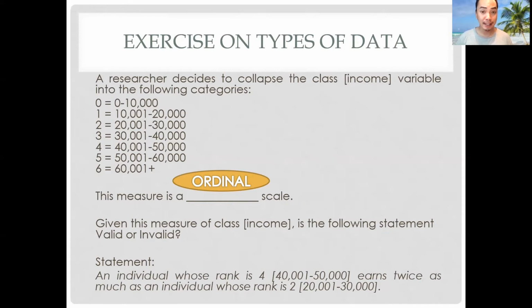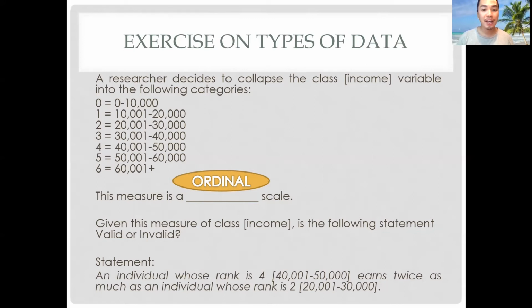The values listed have order. The numerical values assigned carry meaning, and such income values cannot just be reordered or reassigned. So, given this measure of class income, is the following statement valid or invalid? An individual whose rank is 4, or 40,001 to 50,000, earns twice as much as an individual whose rank is 2, 20,001 to 30,000. So what is your answer? Valid or invalid?